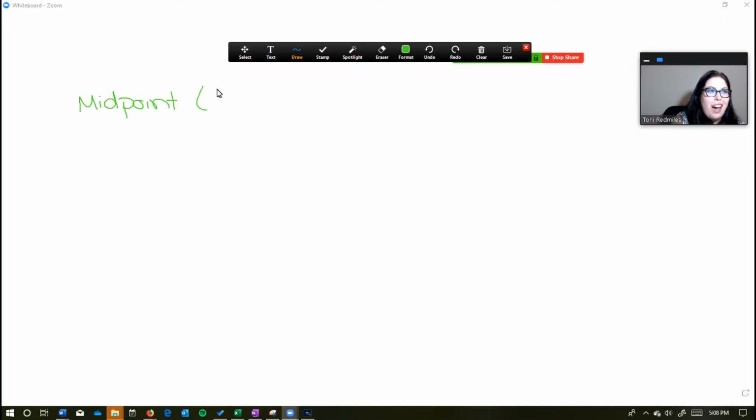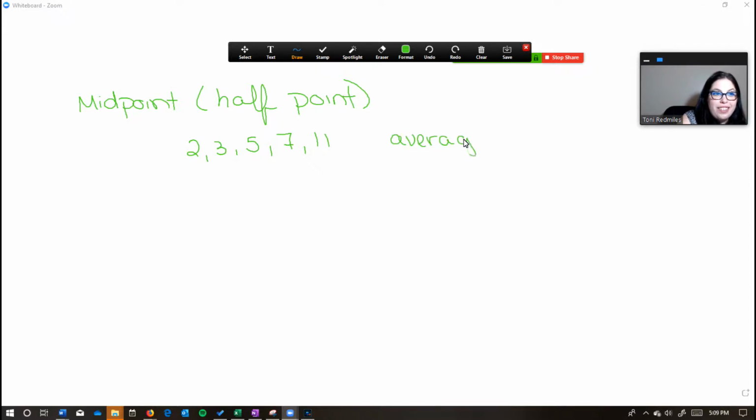So I like to think of it as halfway point, and we already know how to find the halfway point in something. When we find the halfway point in numbers, let's say I have a set of numbers. There are different measures of center, but one of the most common is average. That is where we add up all the numbers and we divide by the amount of numbers that we have: 1, 2, 3, 4, 5. I would do that and find the average of my data set.